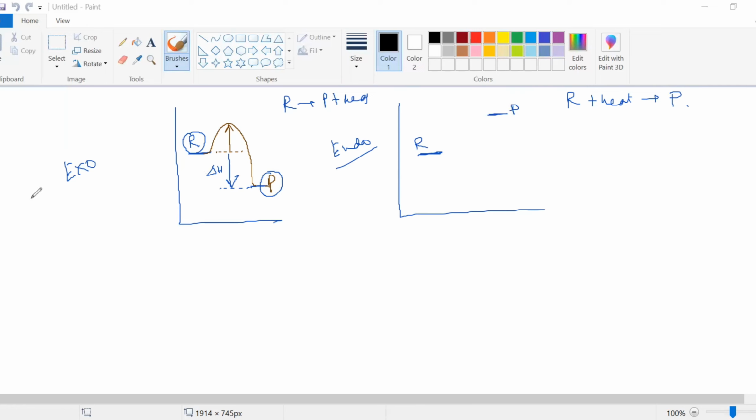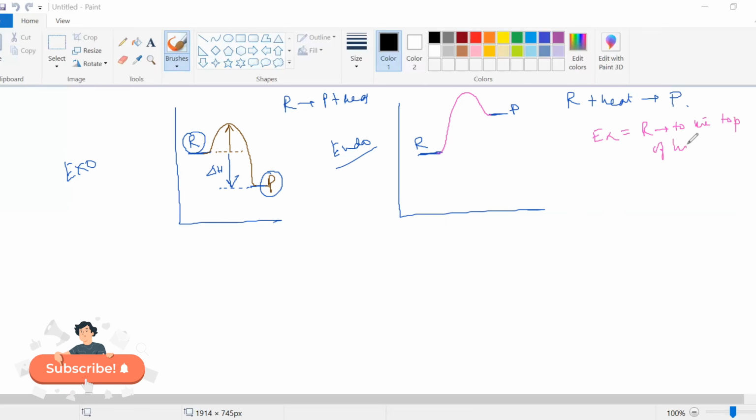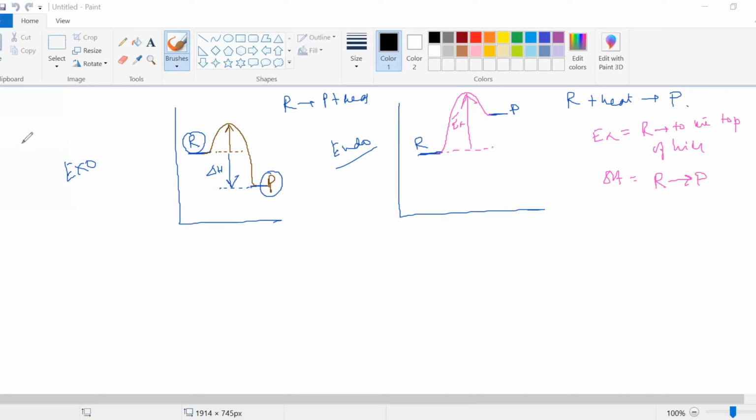Now over here we have to draw the enthalpy level diagram. What is activation energy, EA? EA is the reactant to the top of the hill. Is it clear? Reactant to the top of the hill is the activation energy. Remember always. Now what is delta H? Delta H will be reactant to the product. This is delta H, always reactant to the product.